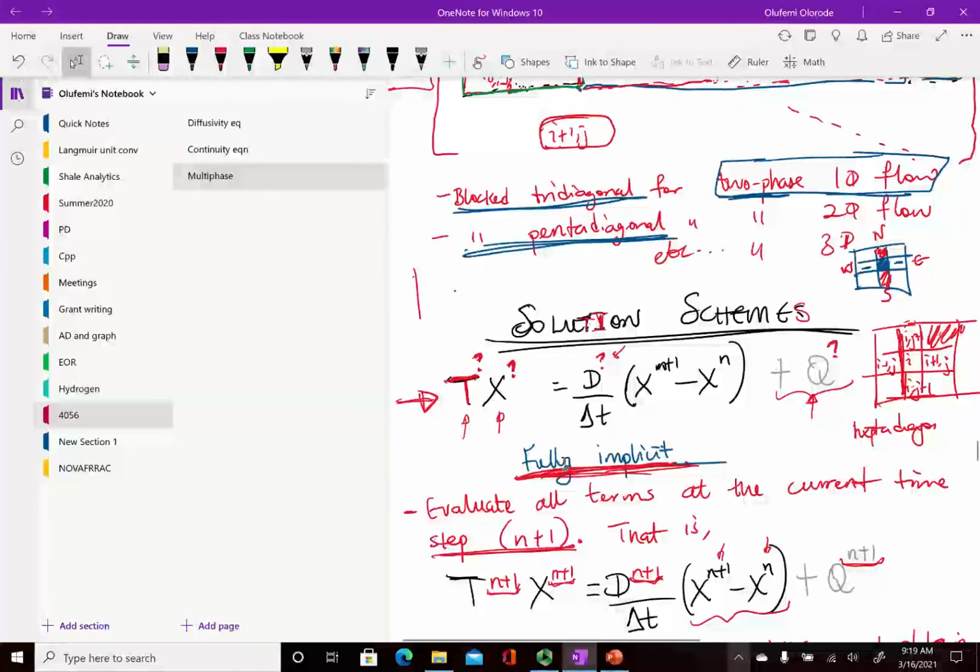So we went through all of the derivations in order to come up with this matrix form, and this actually makes it very easy to discuss the solution schemes. The main determining factor for the solution scheme is the time step level at which you evaluate the transmissibility matrix, the solution vector on the left hand side, the accumulation matrix D, and the source or sink matrix.